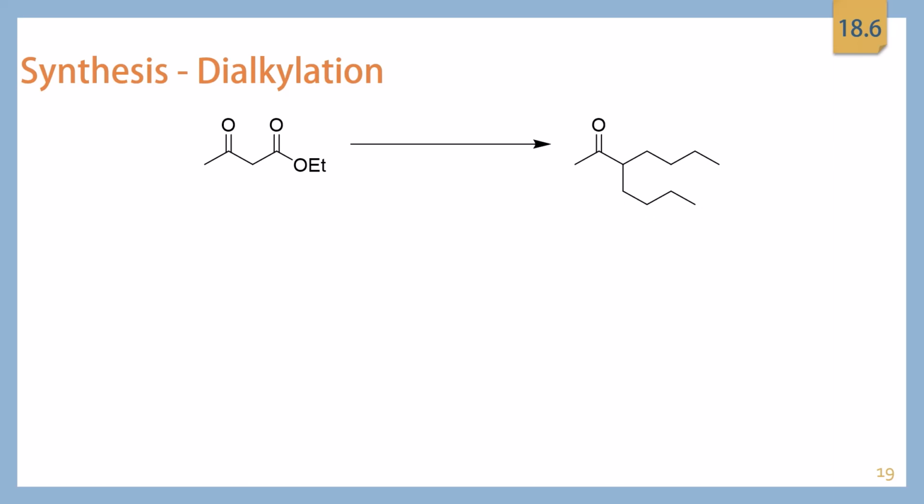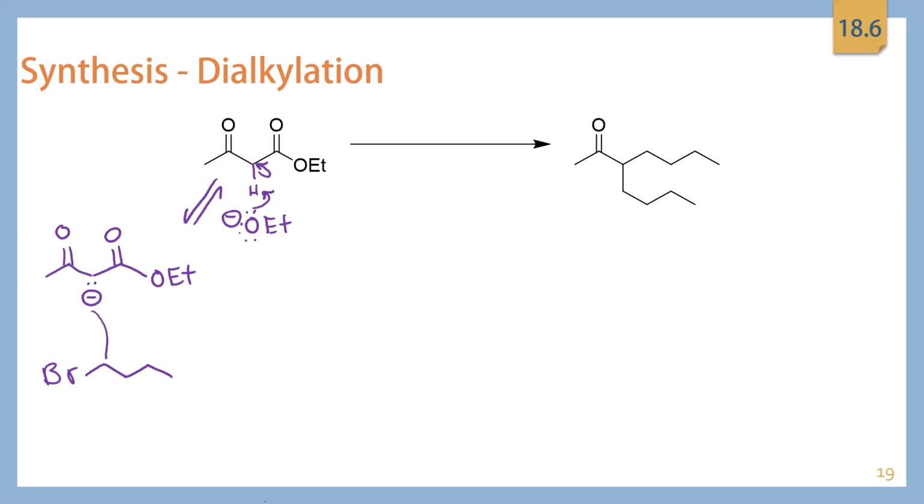So this process is going to look very much like the one that we just went through. We're going to add in ethoxide as our base, and that is going to remove the alpha hydrogen to give us an enolate. So now we have our enolate, and we add in our favorite N-butyl halide. 1, 2, 3, 4. Okay, so that's 1 down. We still need to add on another butyl group though.